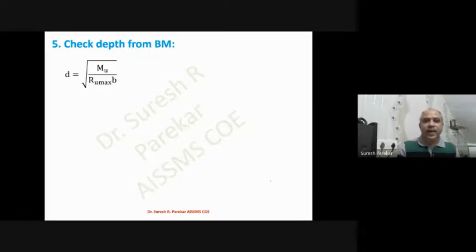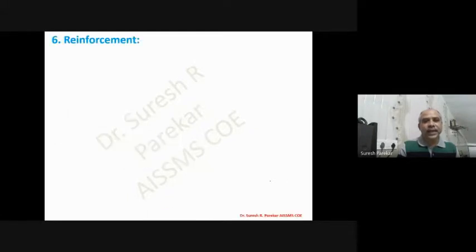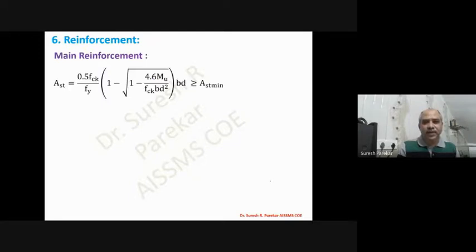Then knowing this bending moment, we can go to step 5, that is check depth from bending moment consideration. So as usual, we will go for D under root of Mu upon Ru max into B, because this is also a slab, or this is also designed as a slab, and therefore B we have 1000 again. And then width of slab again 1 meter always. So Ru max we have calculated, and then from this we will get value of D. Now knowing D, we can have reinforcement in the same way.